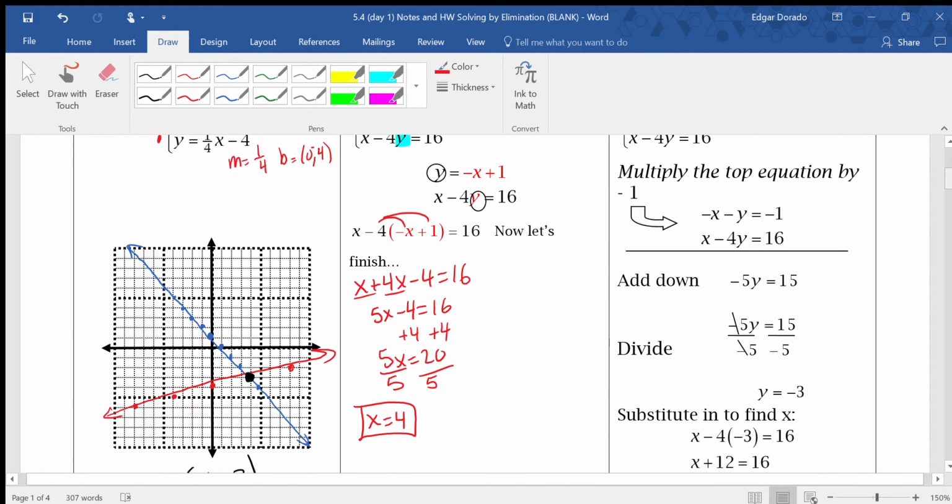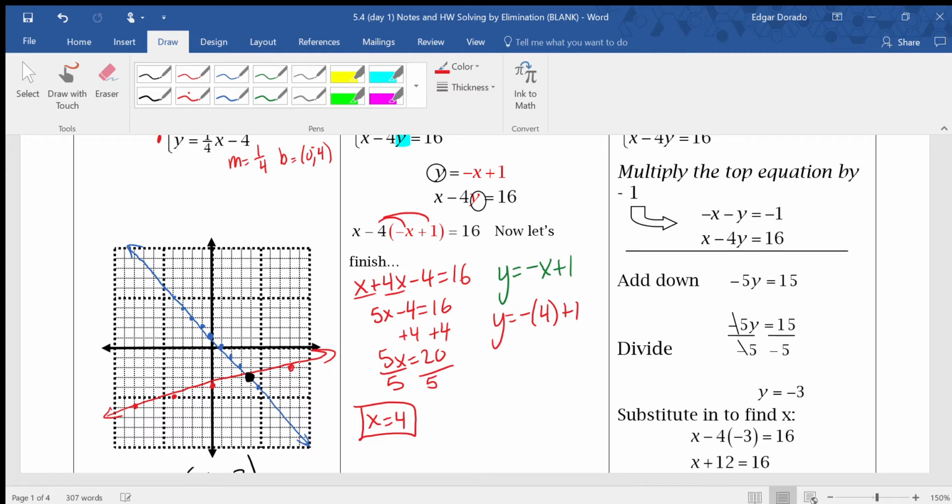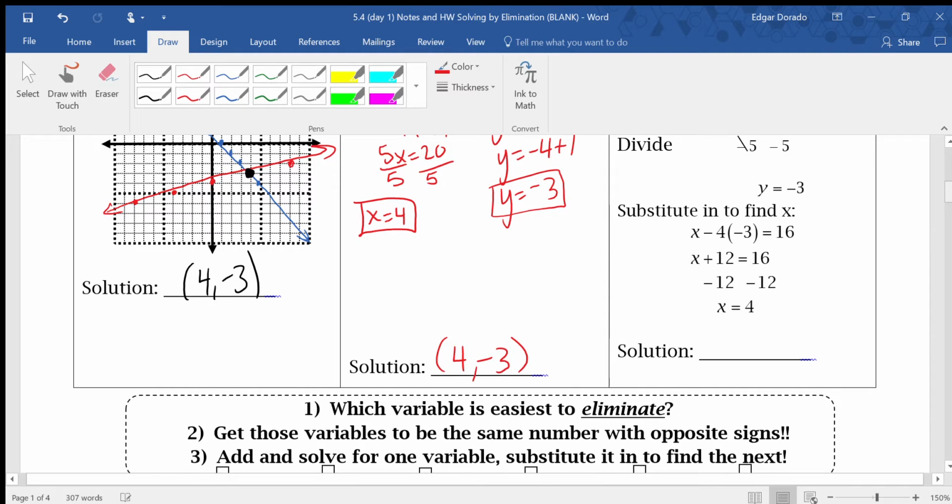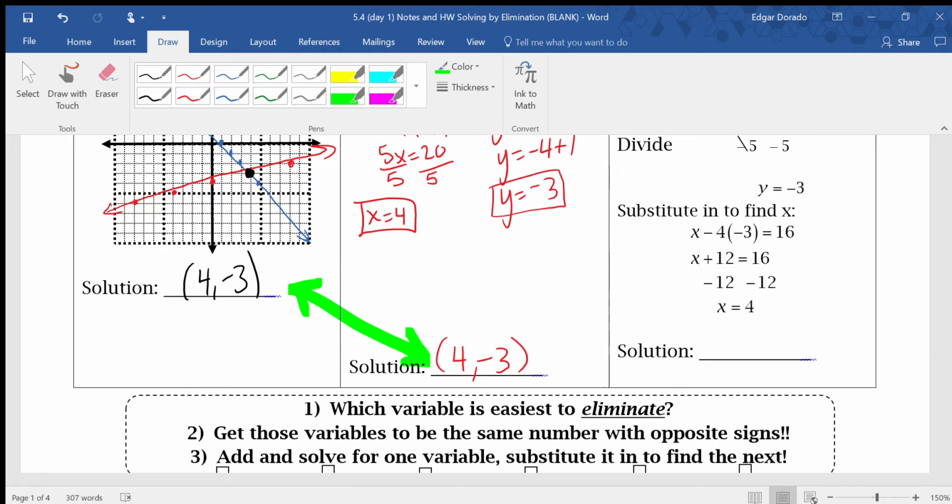Again, take any of your original equations. I'm going to take that top one, which was y equals negative x plus 1. But now I'm going to substitute in that 4, which is negative 4 plus 1, or in other words, y equals negative 3. Notice again, these two right here are the same answers, and the reason why is because they're actually the same system.